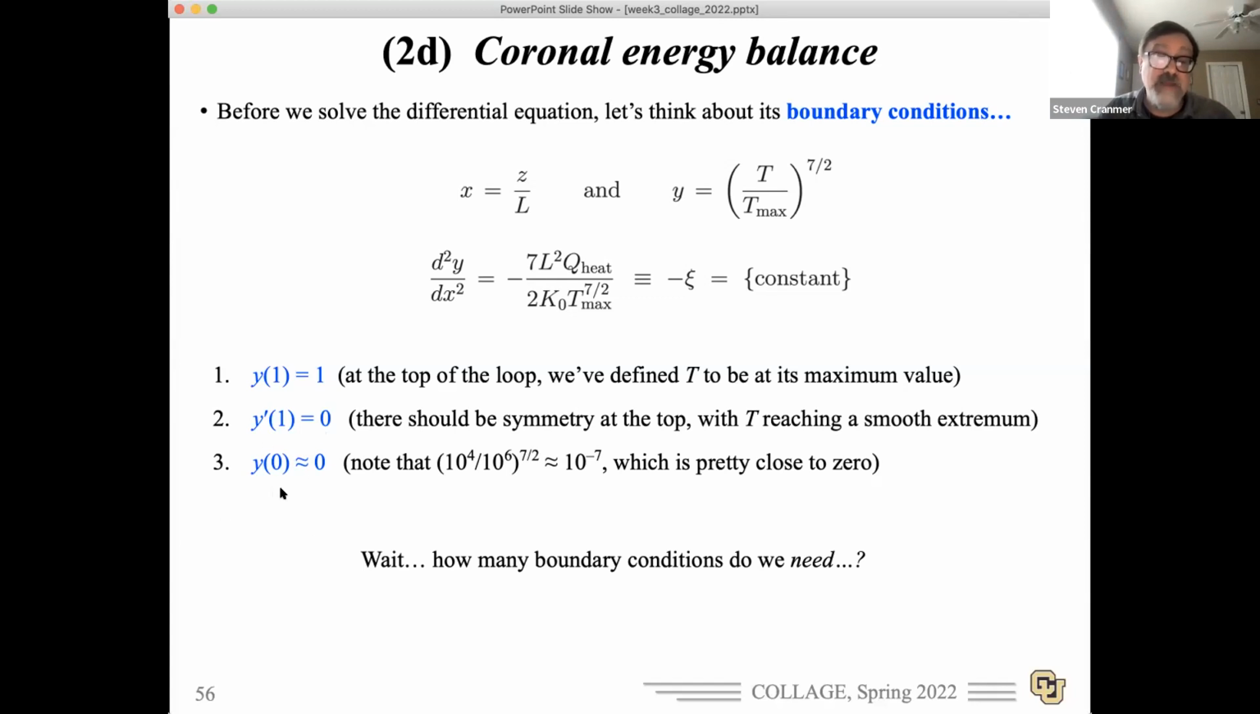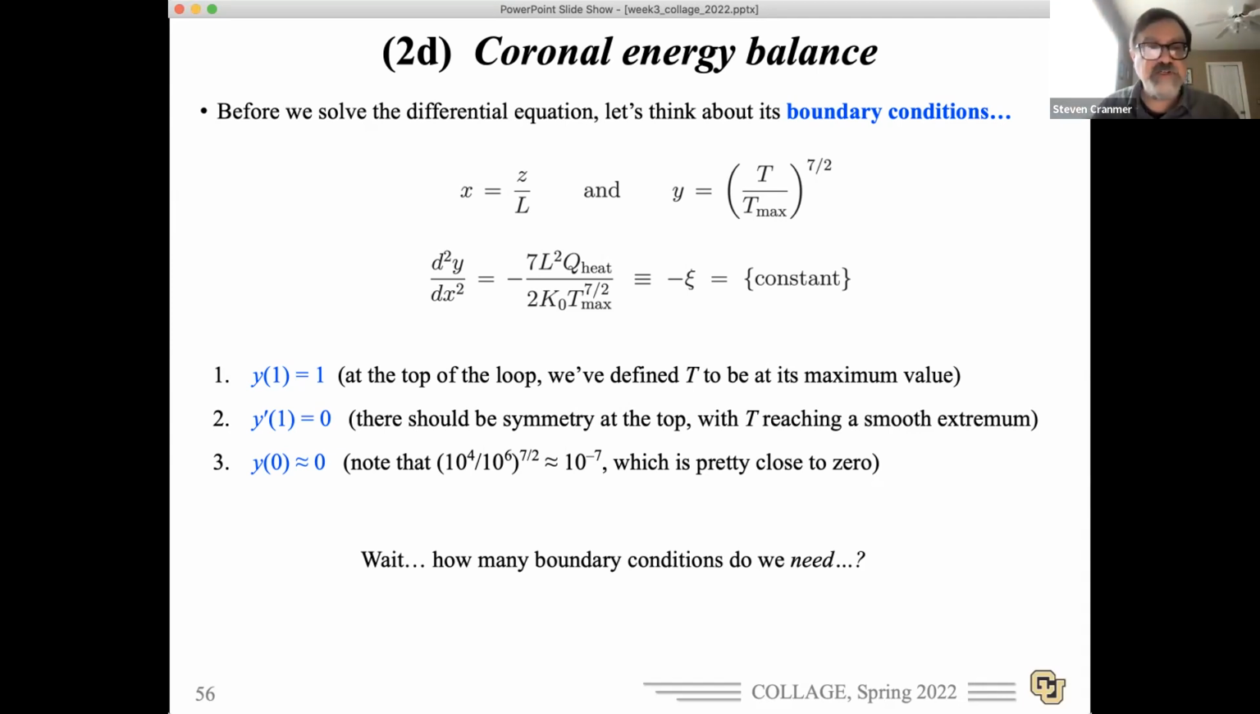There's also this bottom condition where everything is cold. The temperature at the bottom is something like 10 to the 4 in the chromosphere, but at the top it's something like 10 to the 6. If you plug those in and compute y, that's something like 10 to the minus 7, which is really close to 0. You can run through this with the assumption that it's 0, and then plug in 10 to the minus 7 again, and it's not going to change that much. Martens has a whole section where he puts in this small number and sees how things change, and it really doesn't change that much.